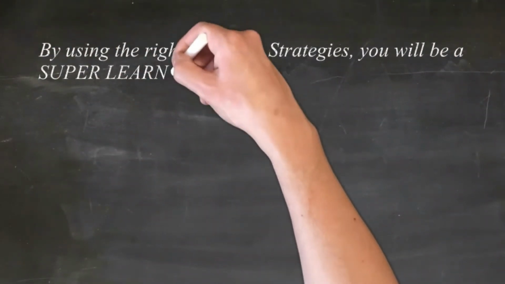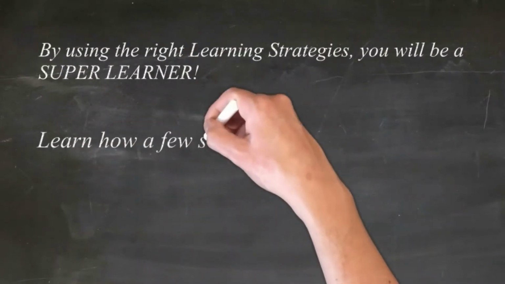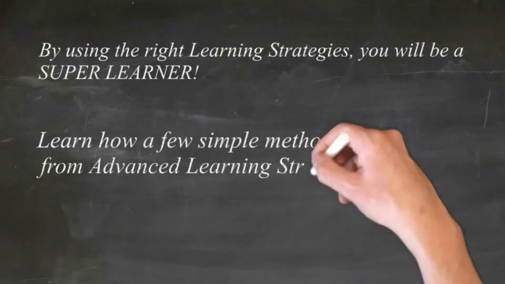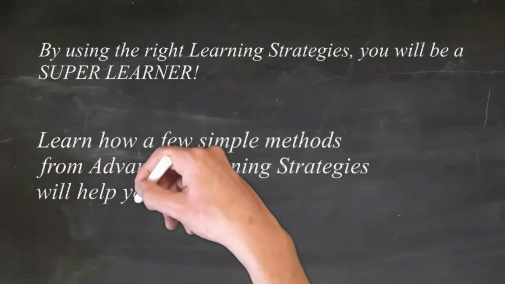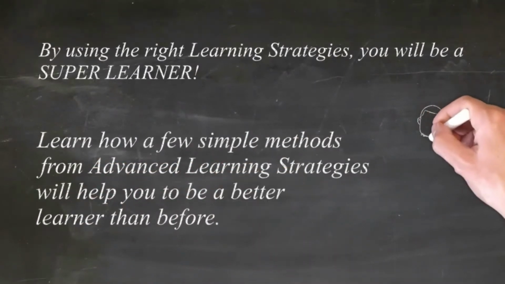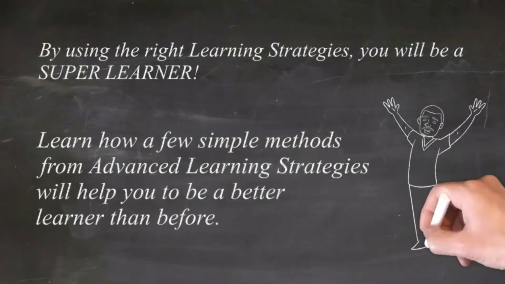By using the right learning strategies, we can become super learners. A super learner is a person who can study effectively and perform better in school. Learn how a few simple methods, from advanced learning strategies, will help you to be a better learner than before.